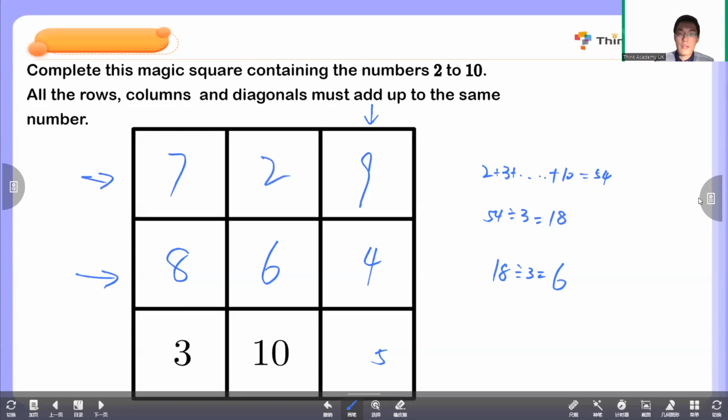So we have used 2, 3, 4, 5, 6, 7, 8, 9, 10. All the numbers.